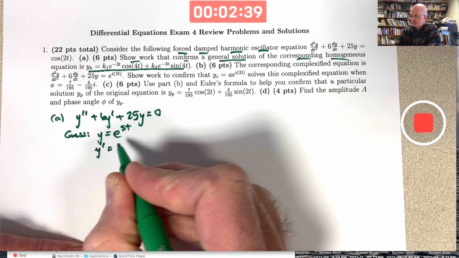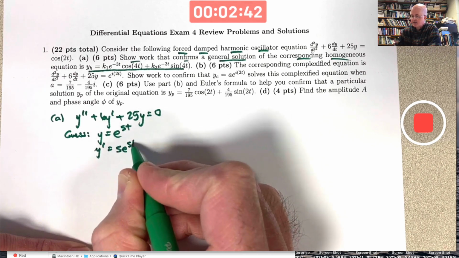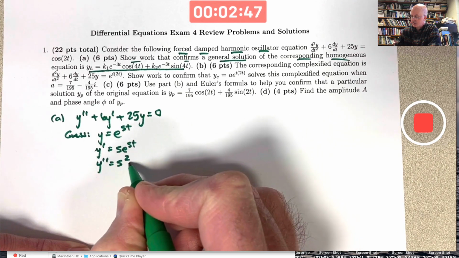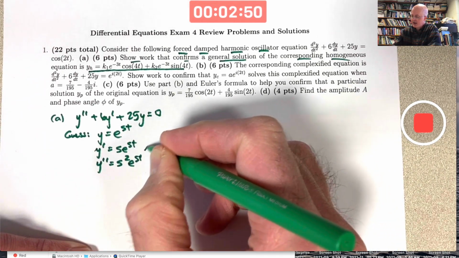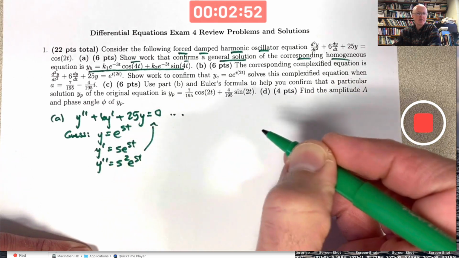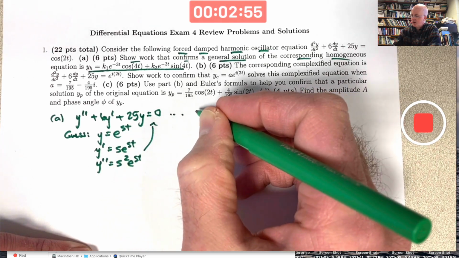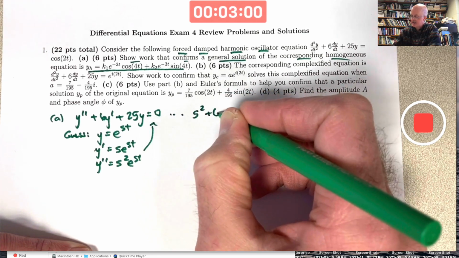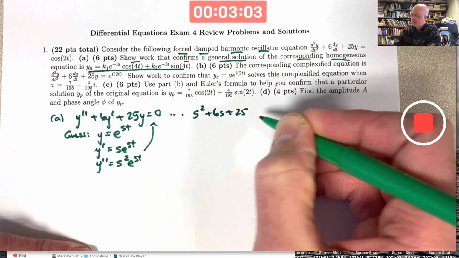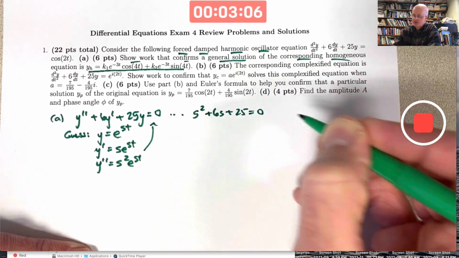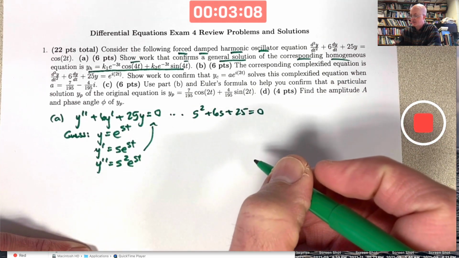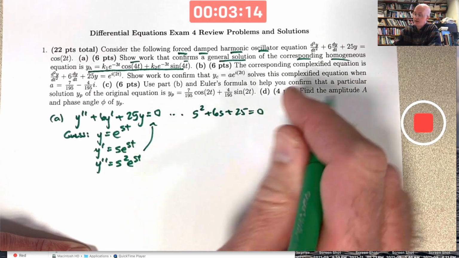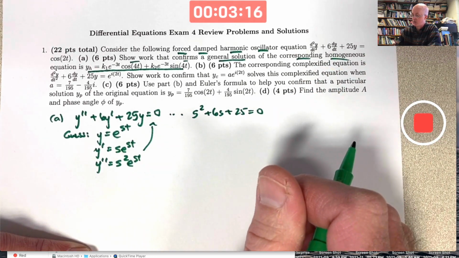In order to find s, you've got to take the derivative with the chain rule with respect to t. We get an extra factor of s each time we take the derivative. There's the first derivative, here's the second derivative. We plug those things back into the differential equation. I'm not going to show you the details of some steps here, but ultimately you're going to get down to a quadratic equation in s. s squared plus 6s plus 25. You can check those steps on your own. This has got to equal 0 in order for e to the st to be a solution. This is the corresponding characteristic equation for the linear system that you could create from this second order equation.